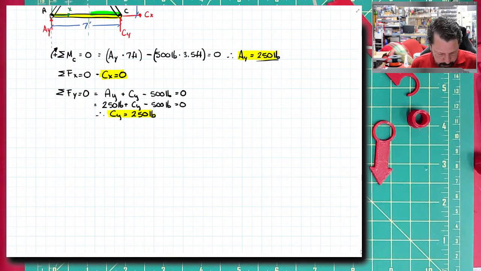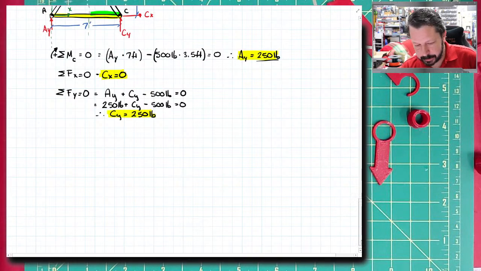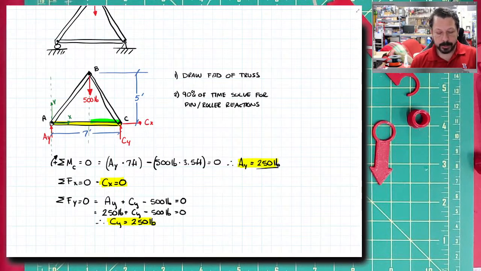Okay, we still got plenty of time. What we need to do now is actually solve the truss. All we've done so far is solve for the reactions on the truss. So we know what forces are being applied to the truss by the 500 pounds and by all the external reactions. We know all that now.